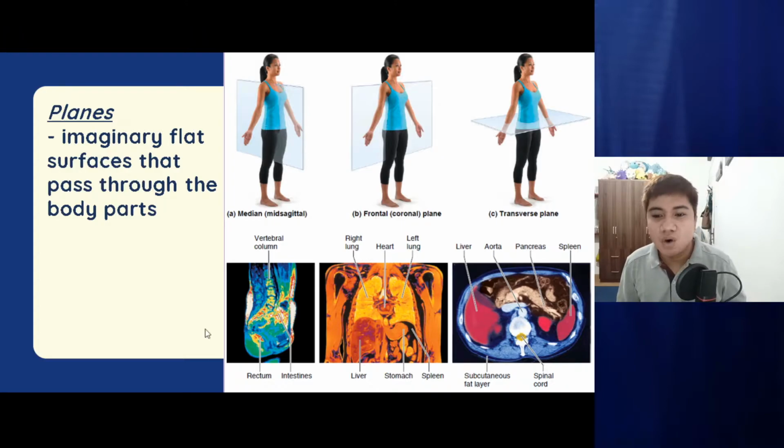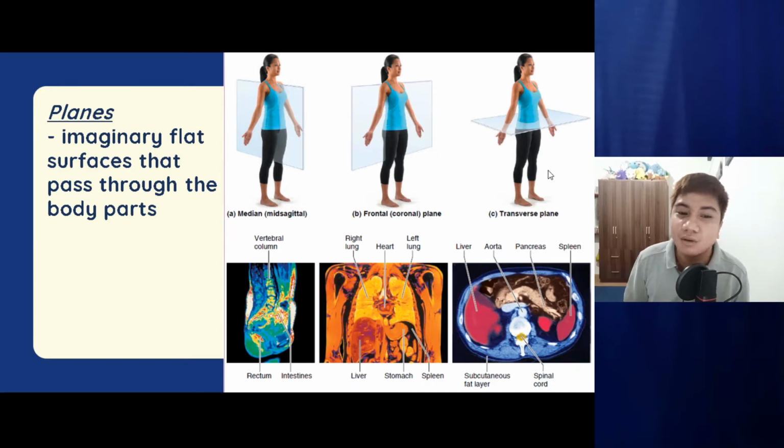Okay, so this is your planes. We have the median, longitudinal on the middle, frontal, your anterior and posterior, and we have your transverse, superior, and inferior cut or sections, or the cross section. Okay, sige. So these are just some of the anatomical terms that are used in the medical field. We will have more of the exercises on our live synchronous class.